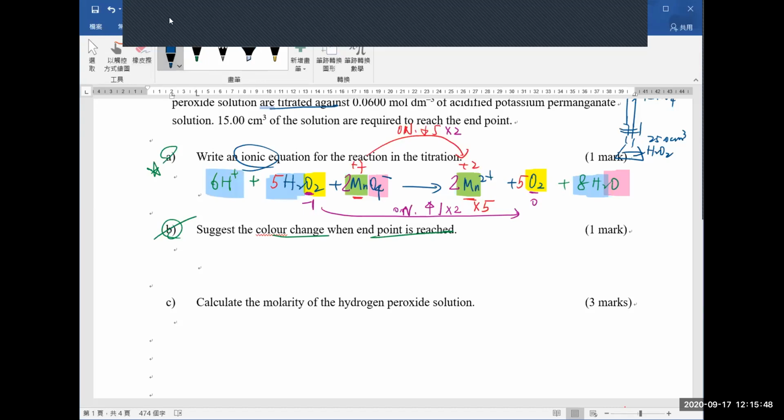What is the color change? Isn't it not here? Anyone who can help? Do you want to have a lunch? Purple to pale pink.